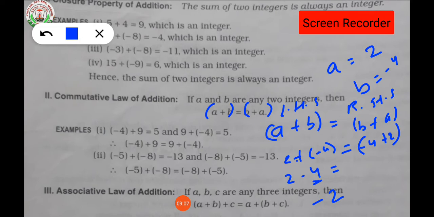Now in the right hand side, minus 4 plus 2. Minus and plus will become minus itself, isn't it? So minus 4 plus 2 will become minus 2. So look, LHS and RHS, both answers are coming the same. LHS and RHS both are equal. Hence the commutative property under addition is satisfied, because LHS and RHS both come as the negative number minus 2, both are equal as well as a negative integer. Hence the commutative law of addition under integers is satisfied.